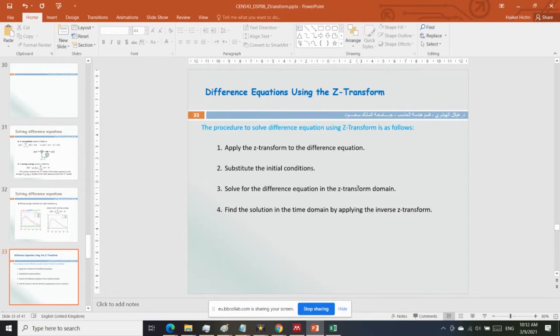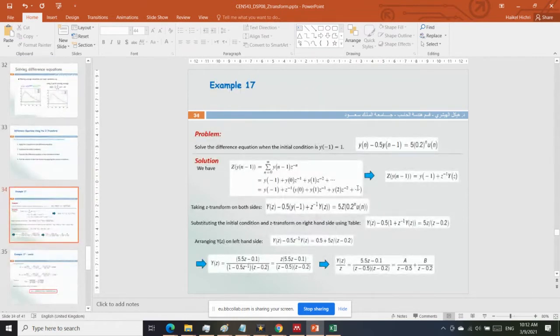Let's see an example to make the picture clear. Suppose you have this difference equation. We have yn minus 0.5 yn minus 1 equals 5 times 0.2 to the power of n un.